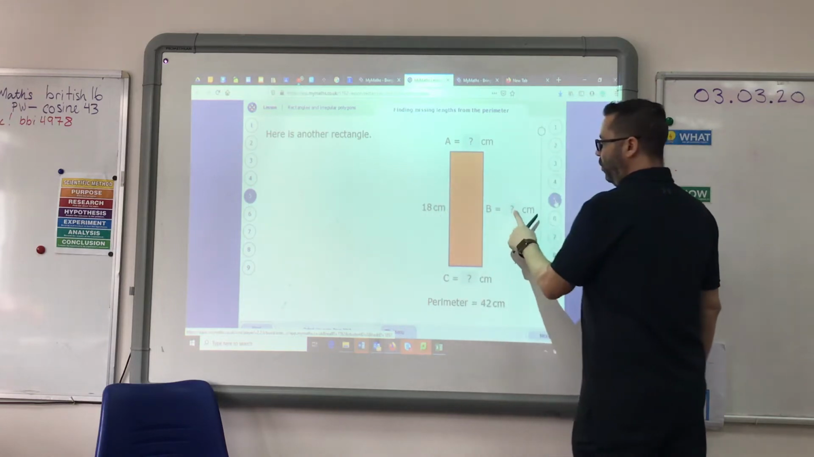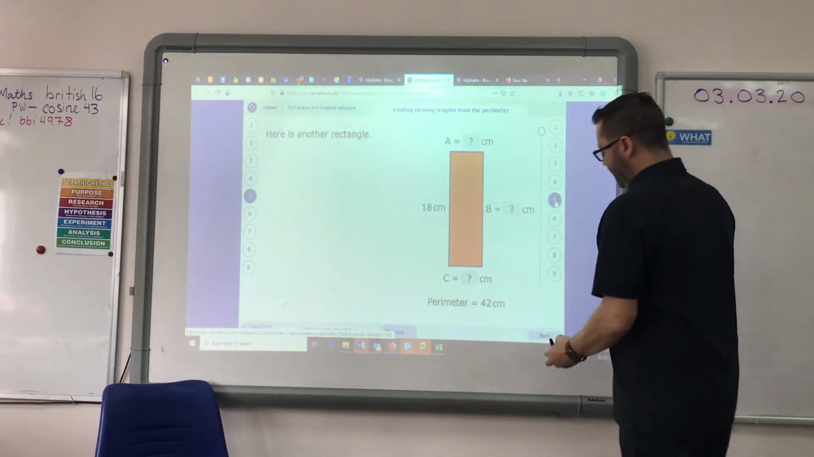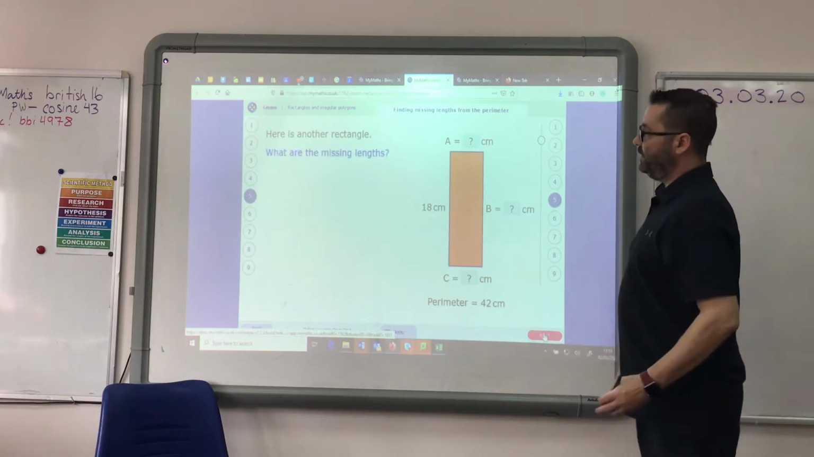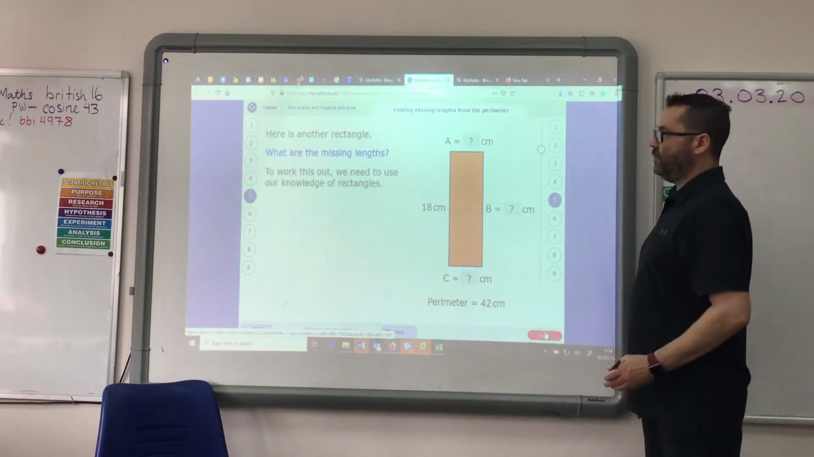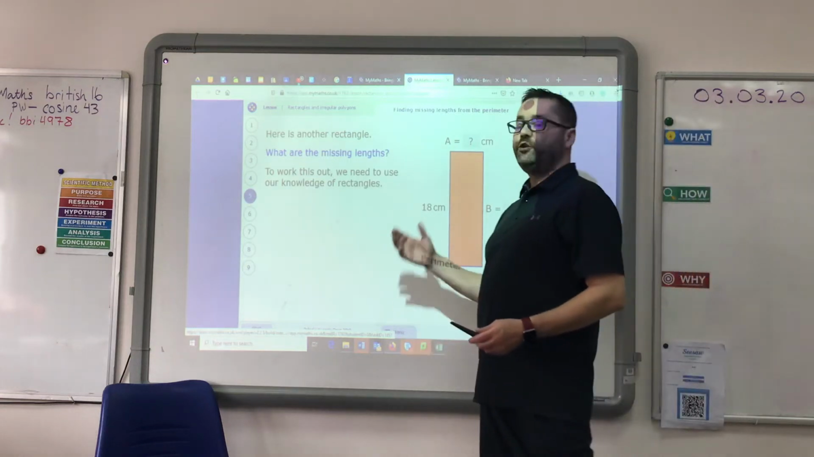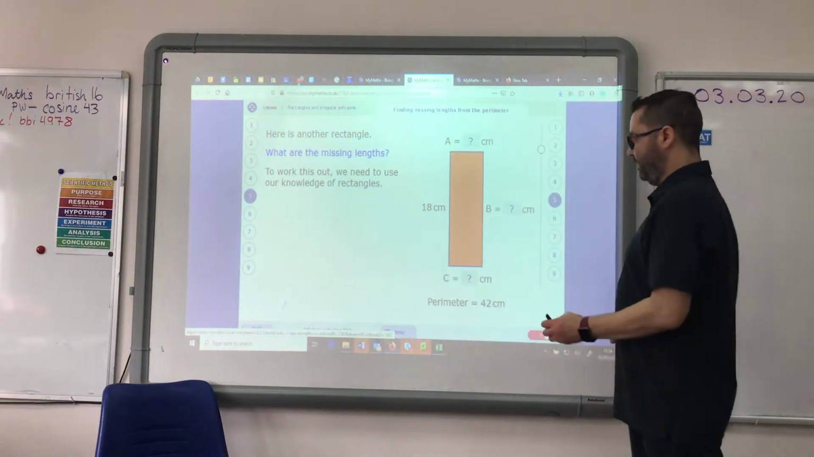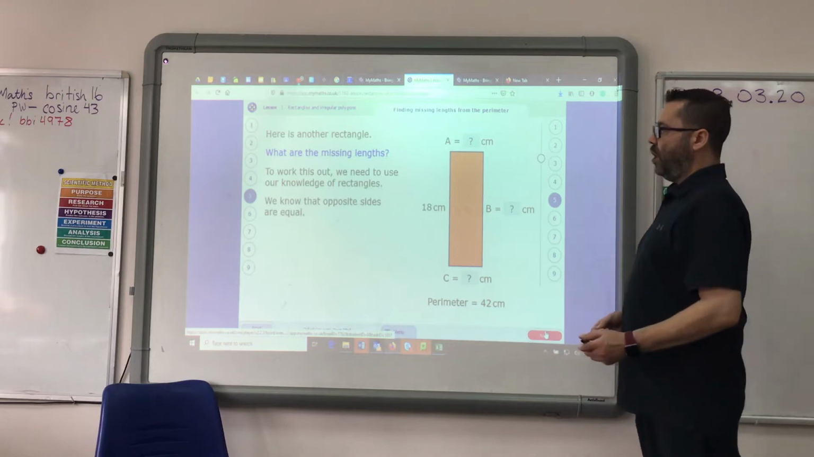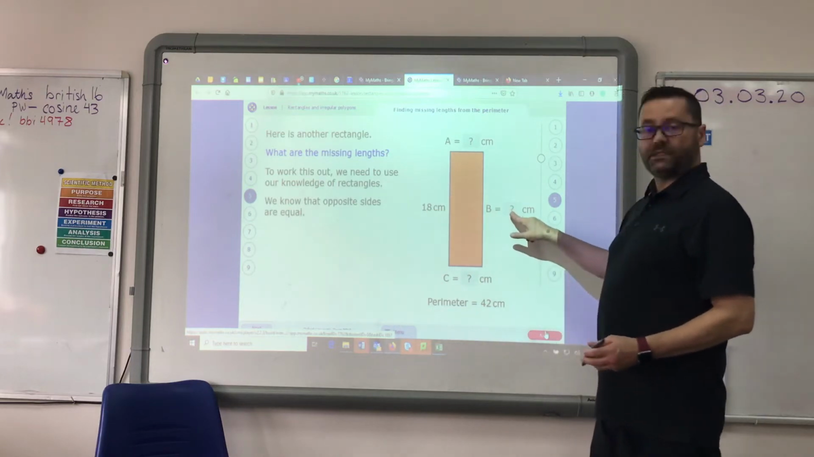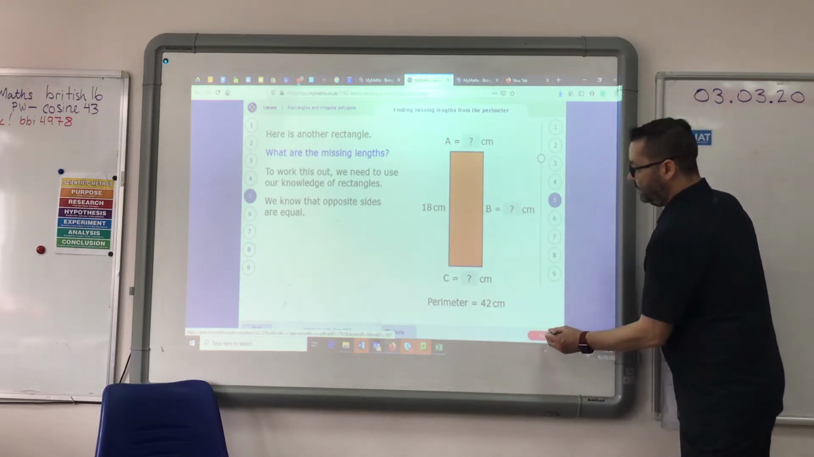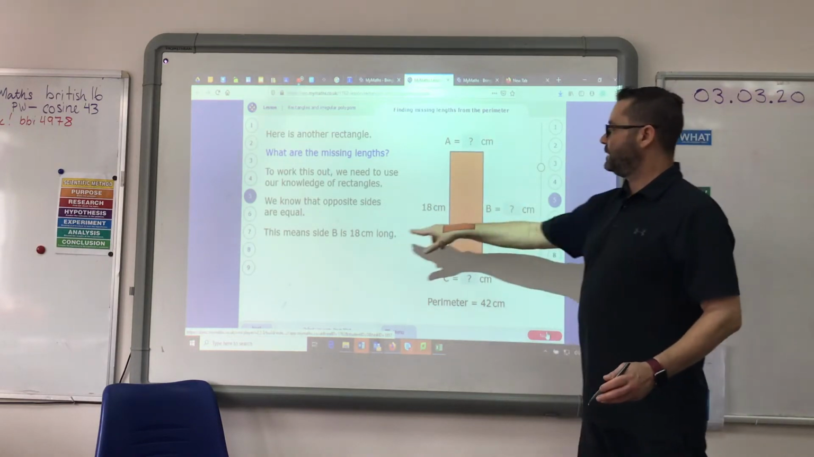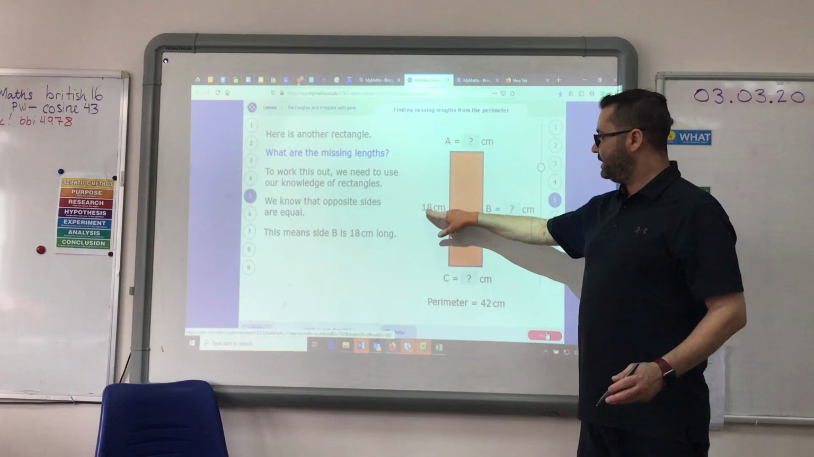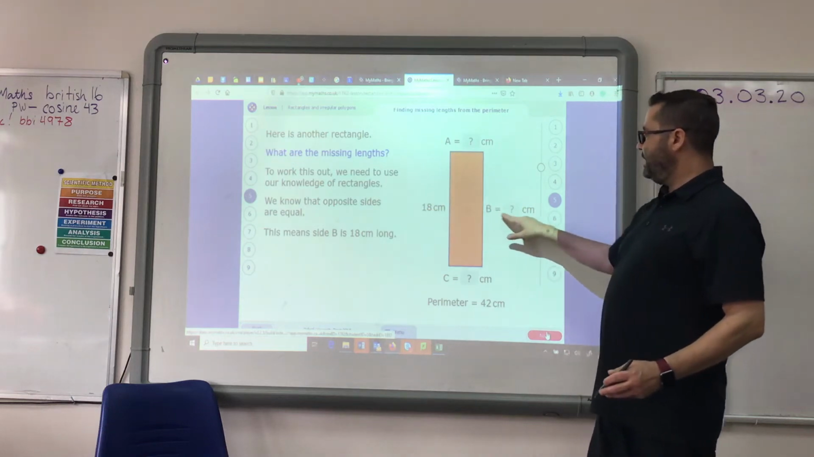Now what we need to do is find the missing lengths with the information that we have. We need to use our knowledge of rectangles. Opposite sides are equal, so that tells us the answer to this one here. B must be 18 centimeters long. If this is 18 centimeters long, B must be 18 centimeters long because these are the same length.